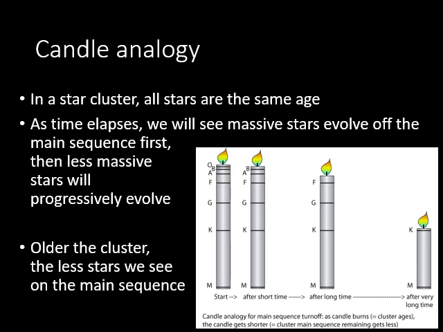So to summarize, what this means is the older the star cluster, the fewer stars we will see on the main sequence overall, and the only stars that will be visible on the main sequence are the lower mass stars. The higher mass stars, they will have evolved off.